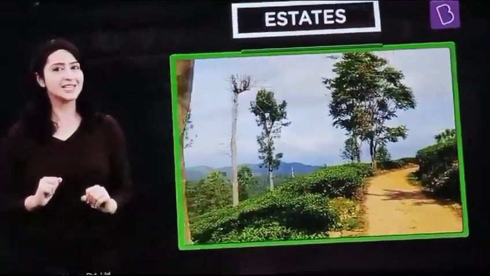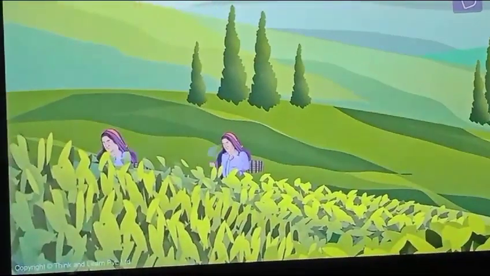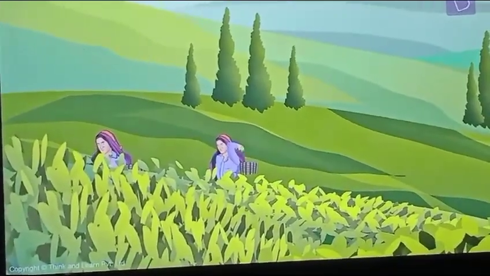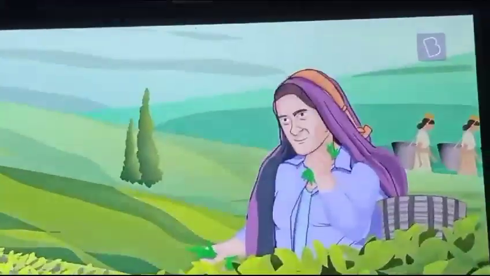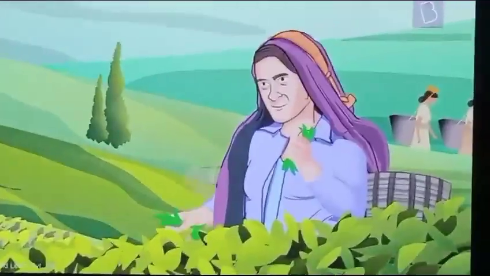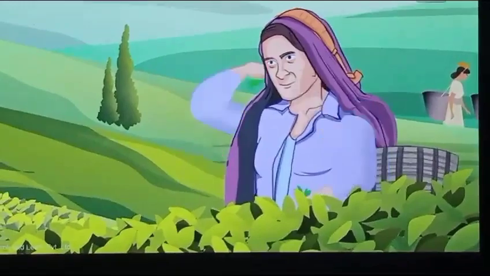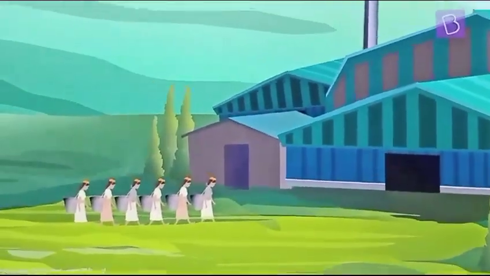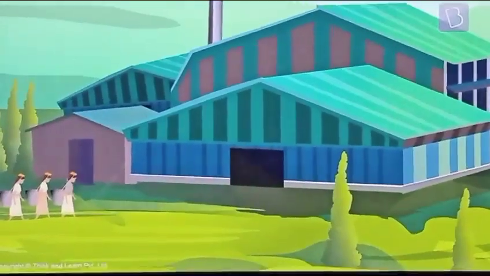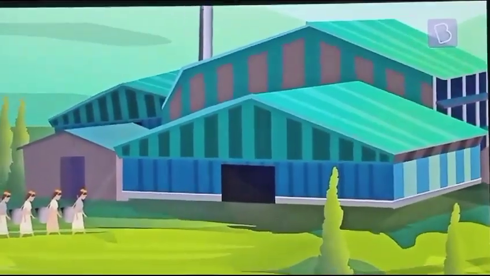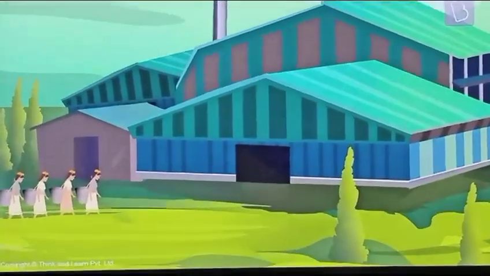Let's consider the example of a tea plantation. Now, tea is produced from the leaves of tea plants. To collect tea leaves, manual laborers are required in large numbers. After tea leaves are collected, they have to be processed before they get spoiled. Therefore, factories that process tea leaves should be located nearby or inside the plantation itself.